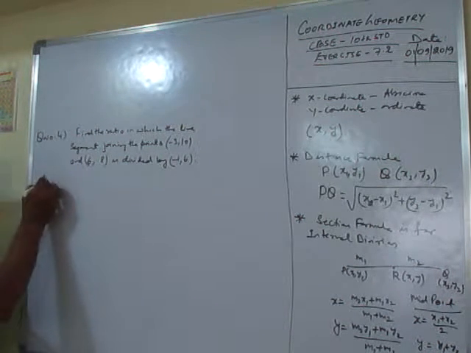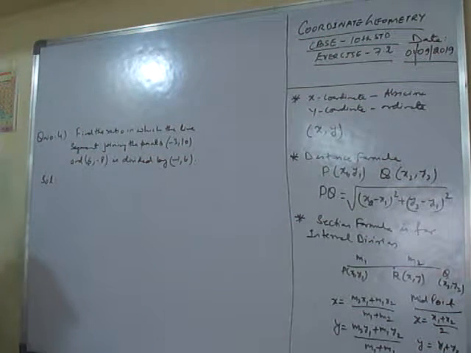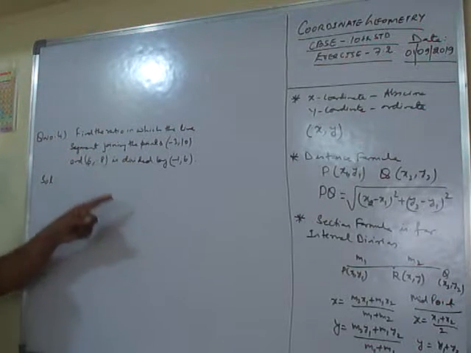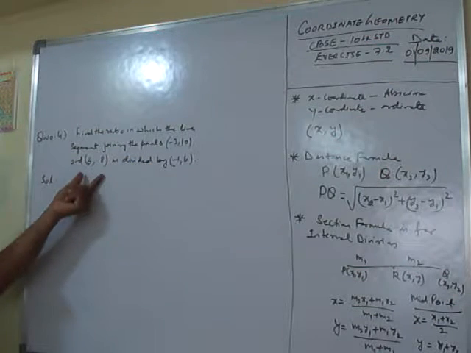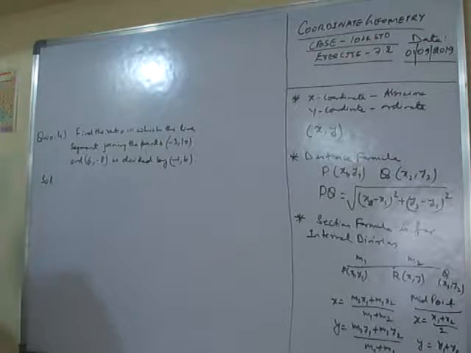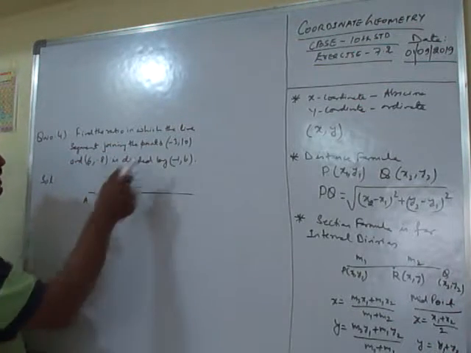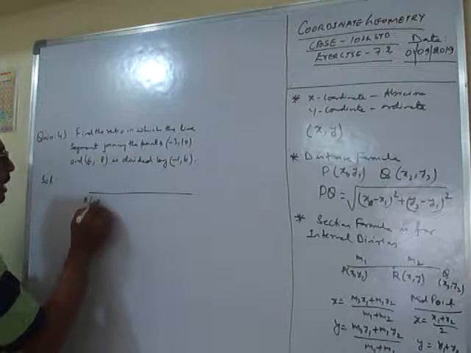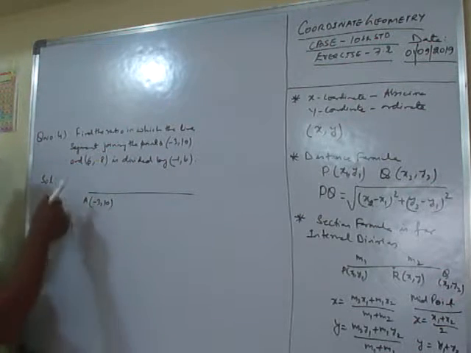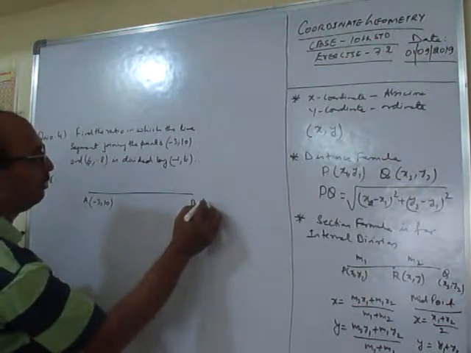So let us solve question number 4 of exercise 7.2. The question says: find the ratio in which the line segment joining the points (-3, 10) and (6, -8) is divided by (-1, 6). Suppose point A has coordinates (-3, 10), and the other point we are writing as B, which has coordinates (6, -8).